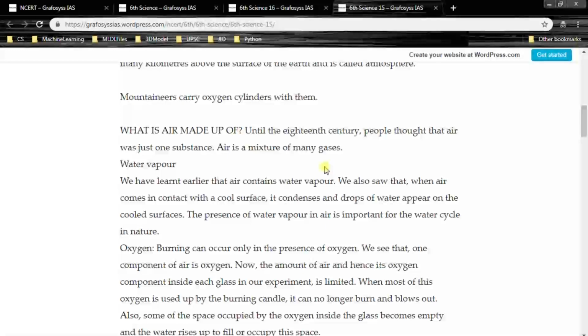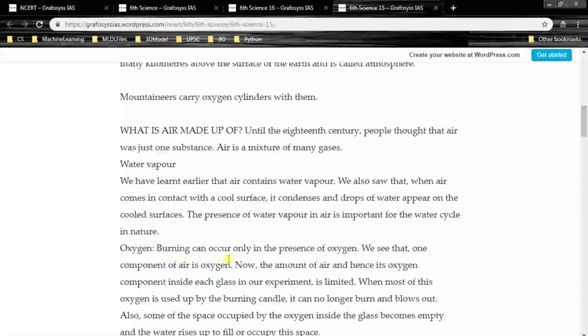We also saw that when air comes in contact with a cool surface, it condenses and drops of water appear on the cooled surfaces. The presence of water vapor in air is important for the water cycle in nature. So we have seen the experiment in the previous chapter about water vapor. If we drop some ice cubes in a glass, the outer surface of the glass condenses the water vapor and water appears on the outer surface.